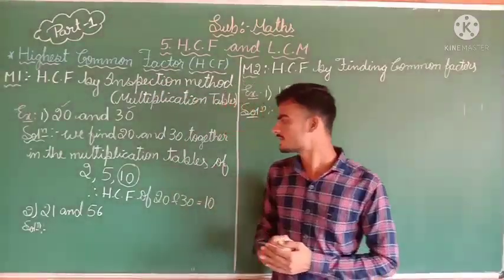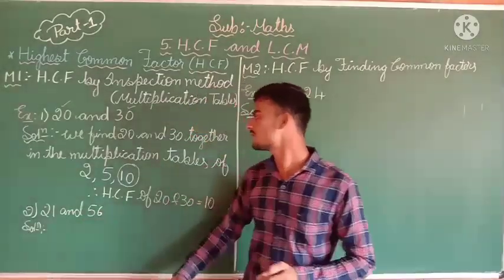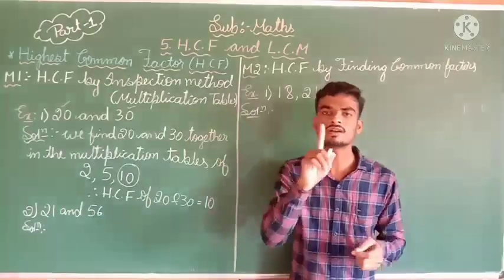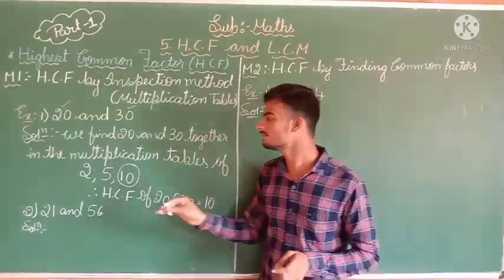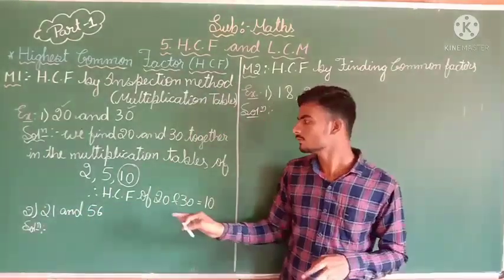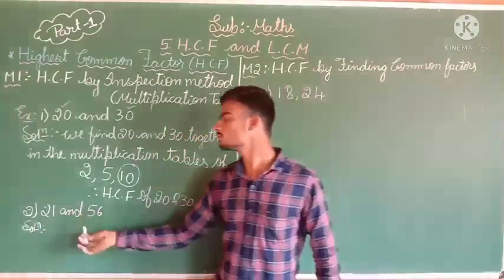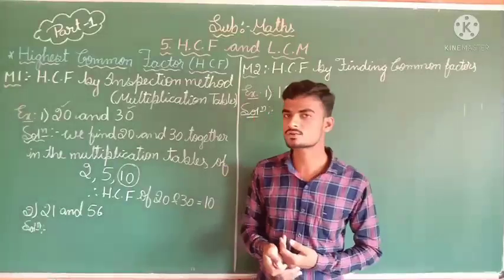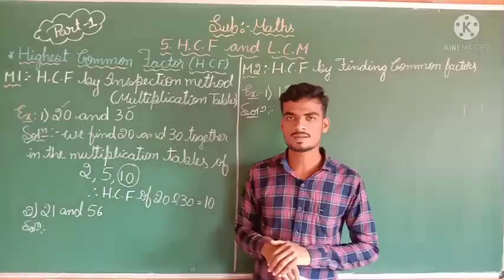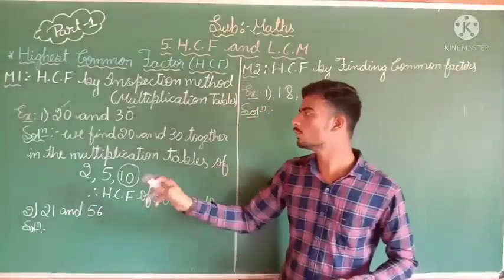Next, after this, one more example I have taken: 21 and 56. In some cases you can get both numbers in only one table. Okay, in one table itself you are getting both the numbers. So that is 21 and 56 I have taken. These two numbers, in which table will they arise? They will arise in the 7 table. Okay, in the 7 table both the numbers will arise.